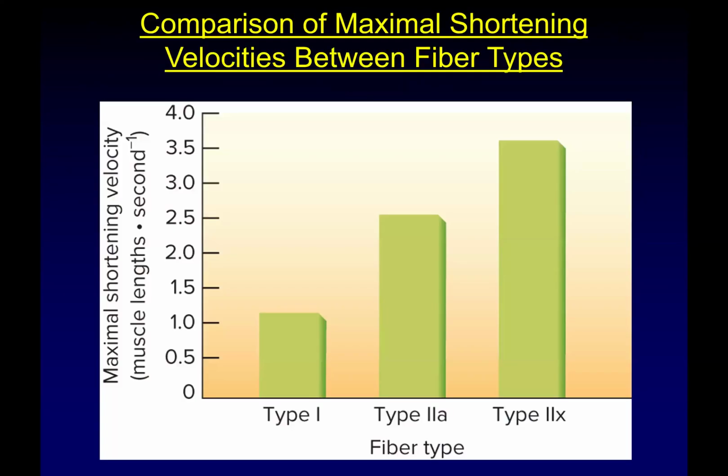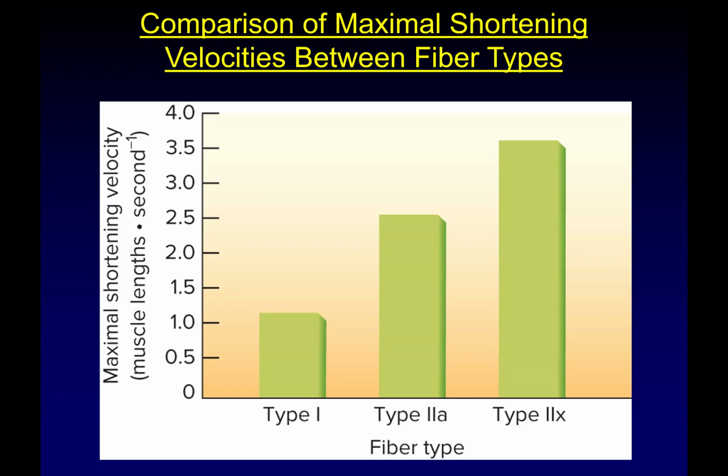Okay, so this is going to show us maximum shortening velocity. So how quickly can the myosin ATPase hydrolyze that ATP, right? Let us progress in the cross-bridge cycle and turn the muscle on to generate force. You see type 1 on the left is the slowest, right? The slowest shortening velocity. 2A is in the middle, 2X is out on the right somewhere. Okay? So that's speed. That's how we get these things.